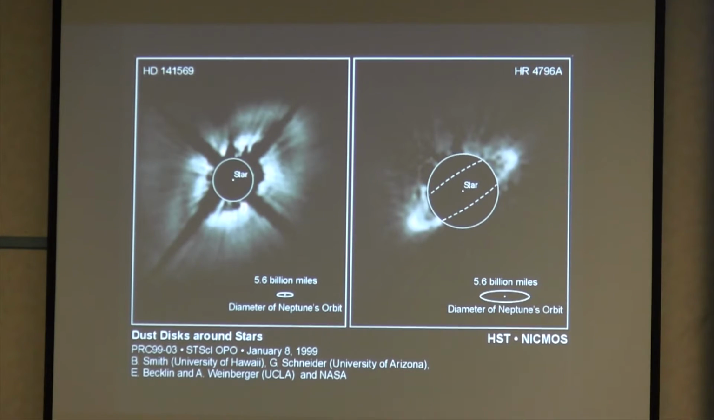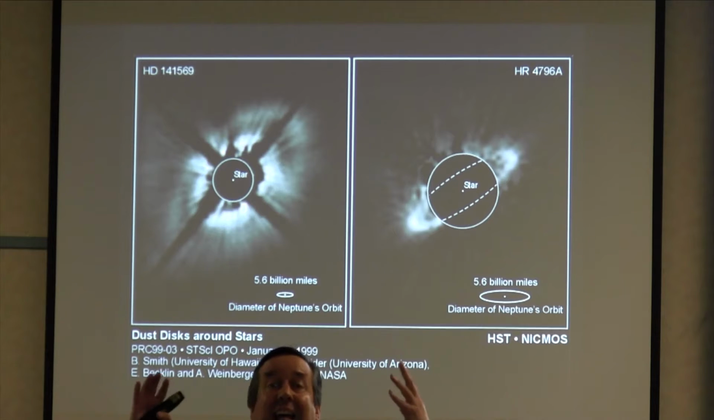We also start to see other things even further out. HR 4796A, again, the star is blocked, but you see this ring of material, this beautiful ring of material. Here is the diameter of Neptune's orbit. All right, what does this look like? This looks like a Kuiper belt around another star.